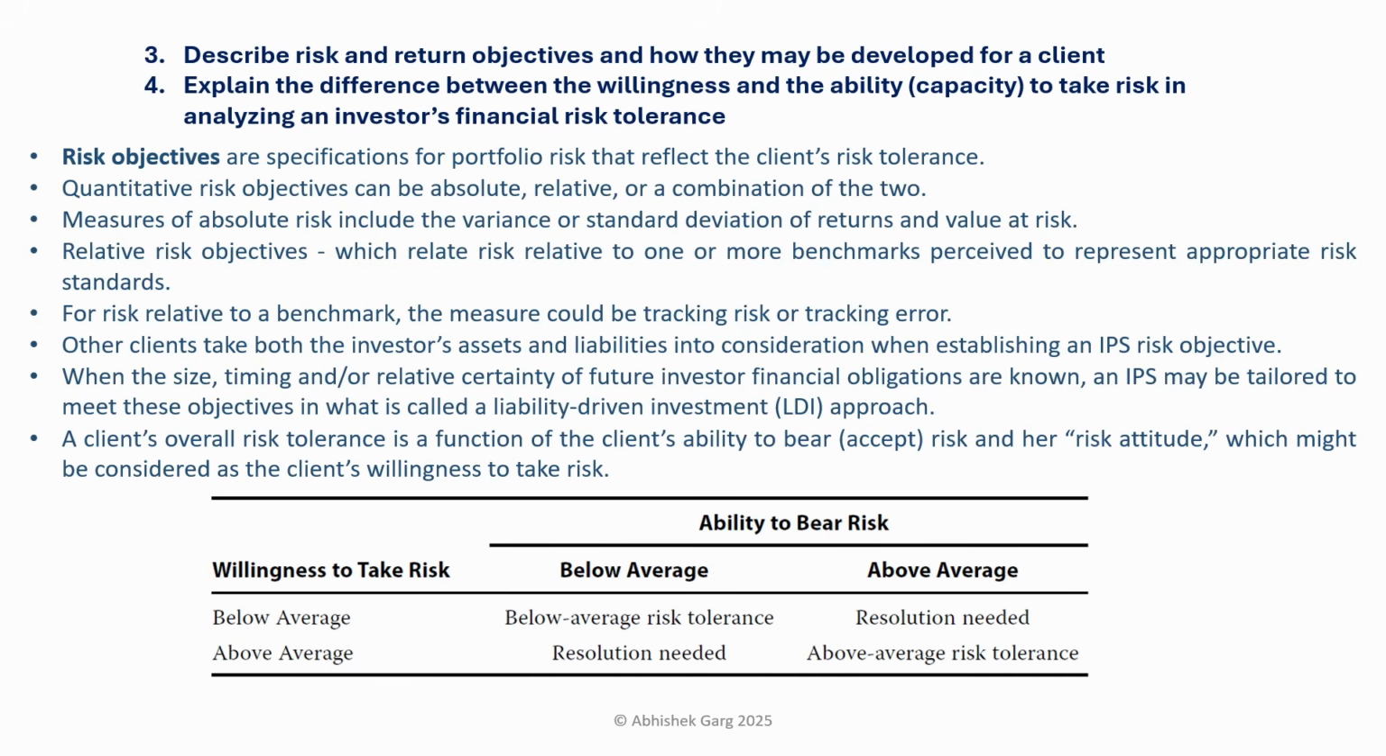But if your willingness and your ability to take risk are matching, then there is no resolution needed. You can simply state that if both are below average, the client has a below average risk tolerance level. If both are above average, then the client has an above average risk tolerance level.